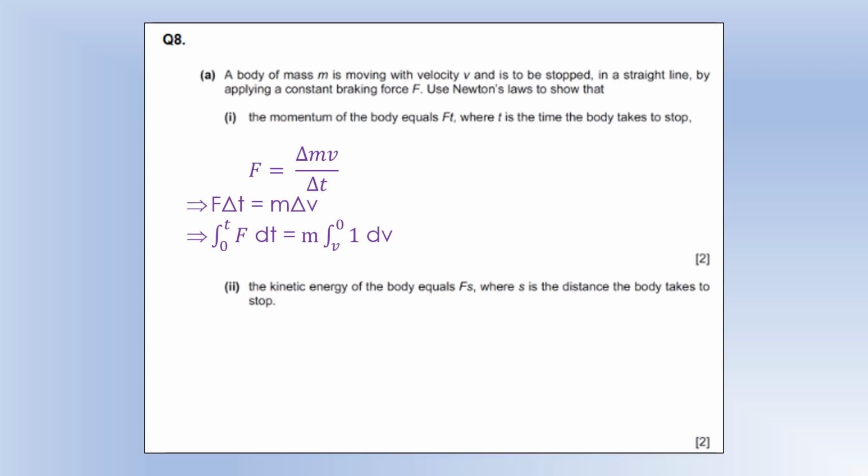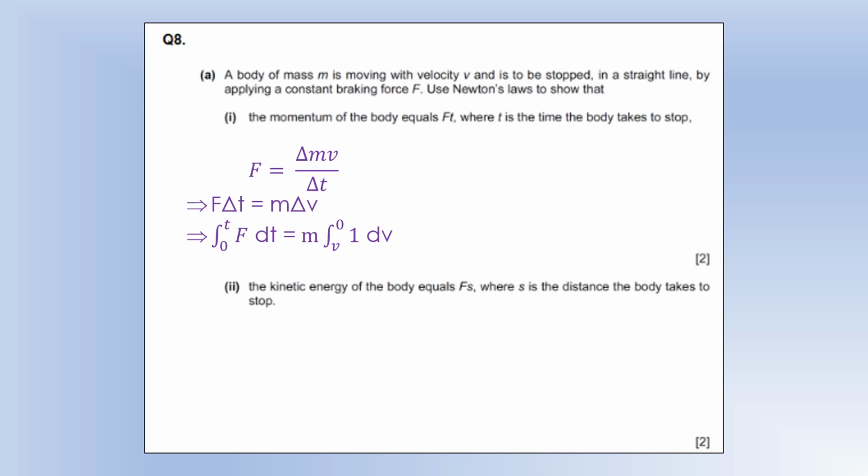Newton's second law states that resultant force equals rate of change of momentum. I'm going to take the small period of time across to the left-hand side, and integrate with respect to time on the left, because we've got delta t, and with respect to velocity on the right, because we've got delta v. For integrating with respect to time, we start at time equals 0 up to some time t, and we're starting with velocity v and ending with a velocity of 0 because we're stopping it.